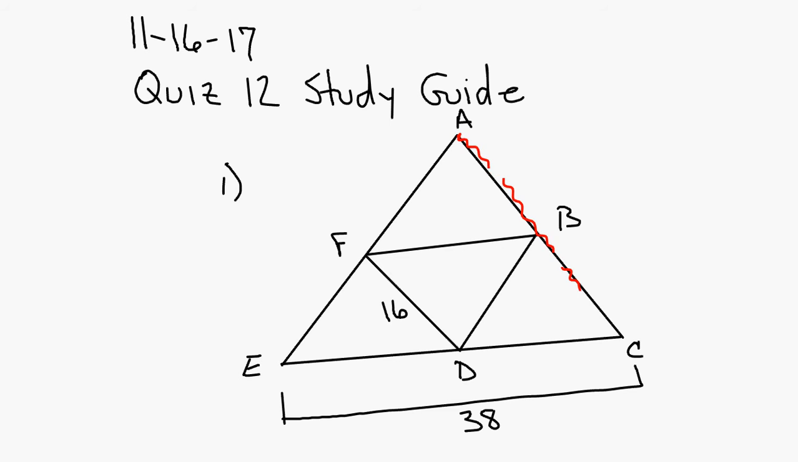Very good. Remember that a midsegment is parallel to the third side and half of its length. So if this piece is 16, then A to C is 32.